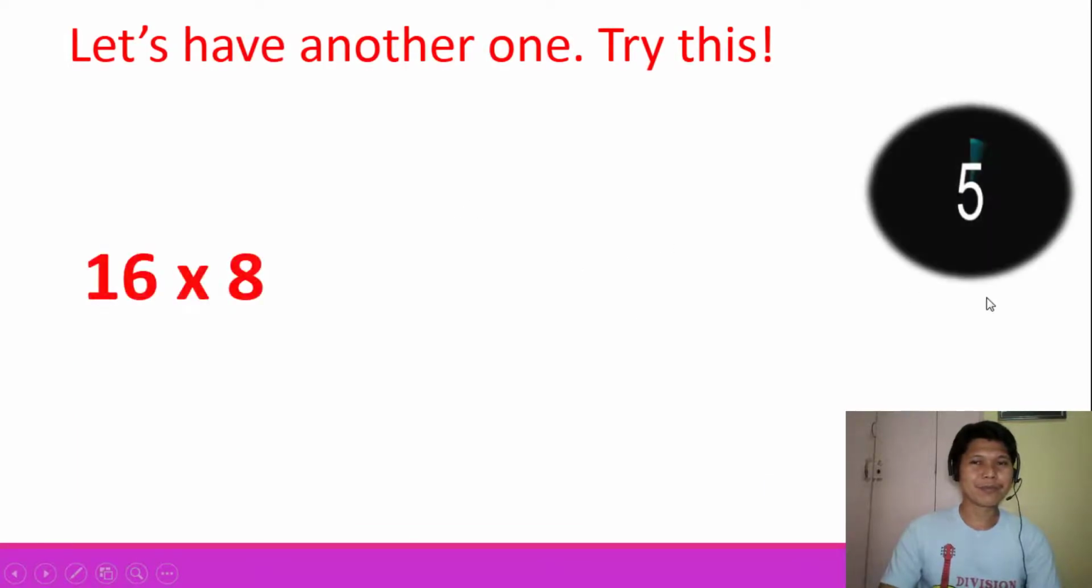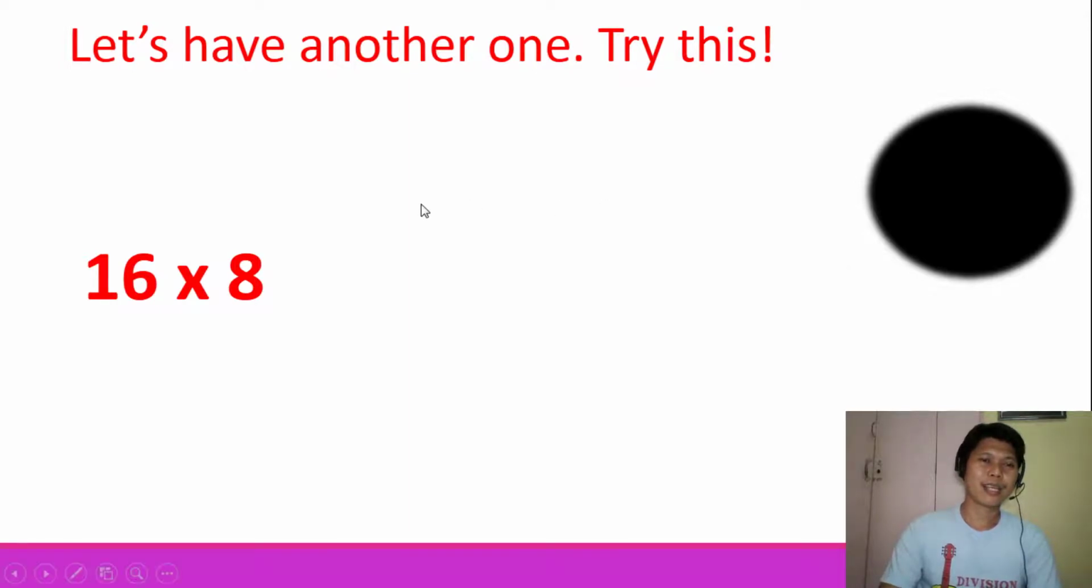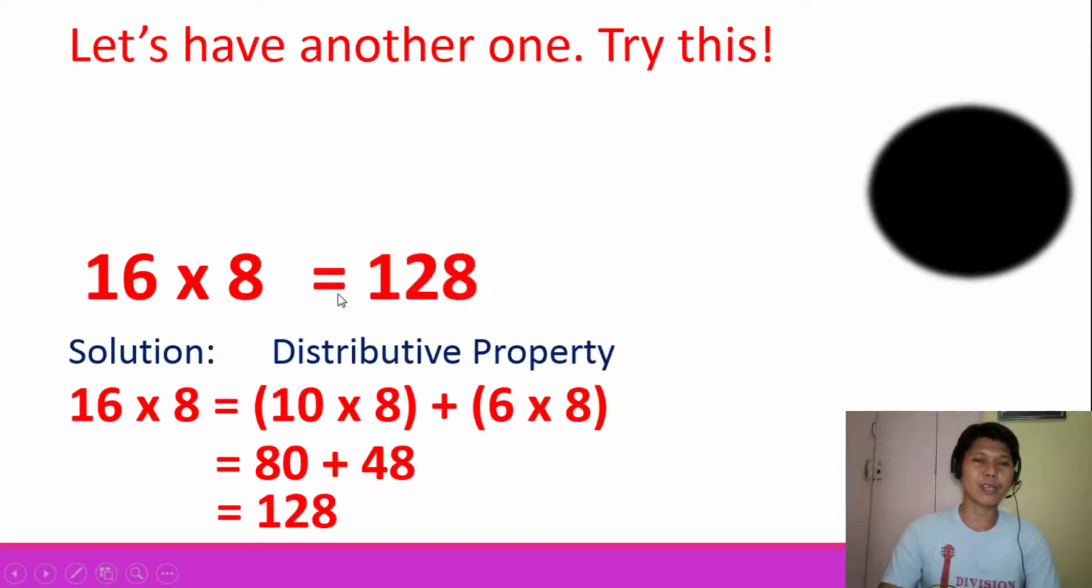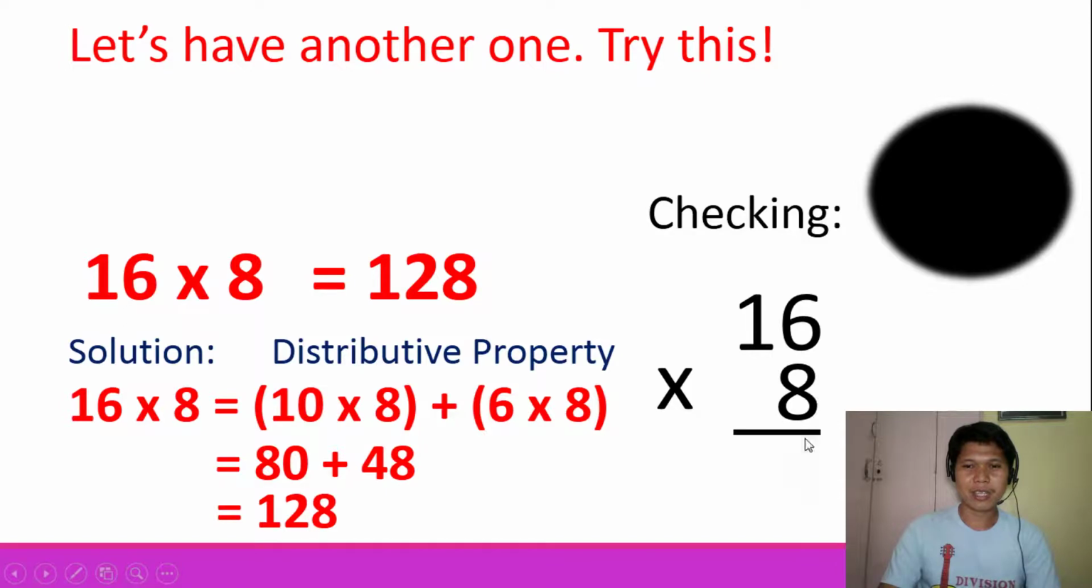Okay, let's have another one. Try this. 16 times 8. Start. Okay, so time's up. 16 times 8 is equal to 10 times 8 plus 6 times 8. And then 10 times 8 is 80, plus 6 times 8 is 48. 80 plus 48 is 128. So the answer is 128. Okay, did you get the correct answer? Okay, checking. 16 times 8. 8 times 6 is 48. And then carry 4 groups of 10. And then 1 times 8 is 8, plus 4 is equal to 12. 128 is correct. Okay, so great job.